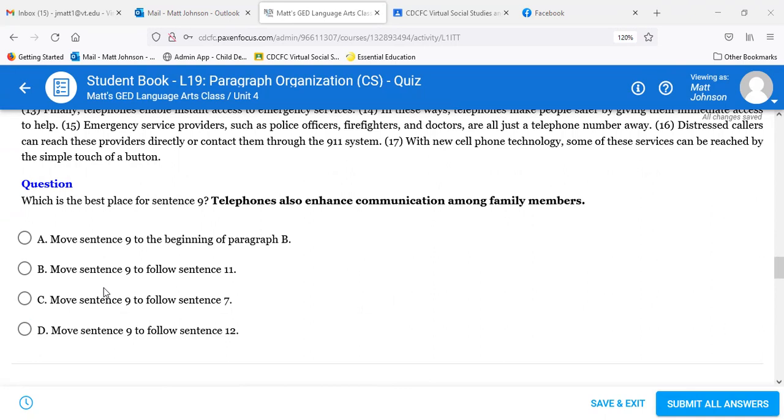Yes. Which is the best place for sentence 9? Telephones also enhance communication among family members. A. Move sentence 9 to the beginning of the paragraph. B. Move sentence 9 to follow sentence 11. C. Move sentence 9 to follow sentence 7. D. Move sentence 9 to follow sentence 8.